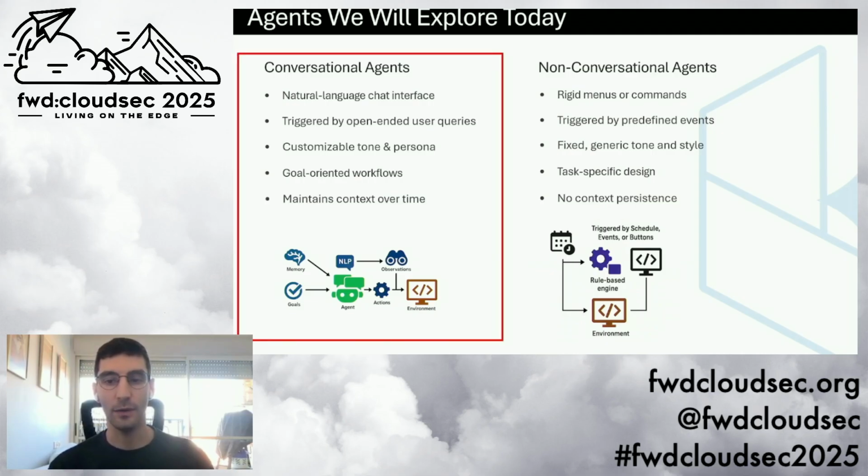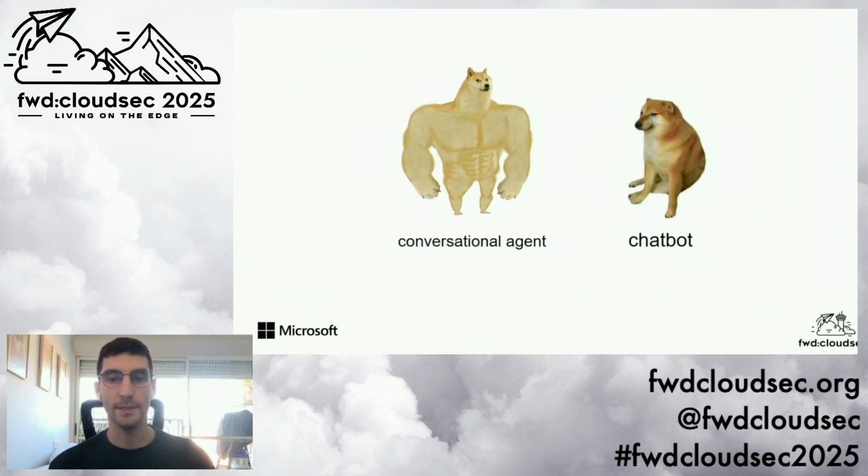By contrast, non-conversational agents can rely on a closed set of commands. They are built to perform a single task, and they activate only when triggered by a schedule, a button press, or a system event. A good example would be a job that is triggered automatically, but involves an LLM in the process. So essentially, conversational agents are chatbots, but much better.